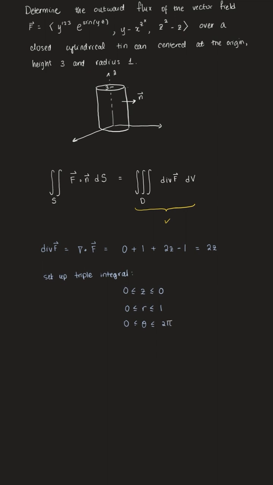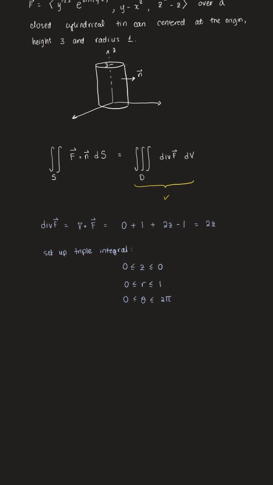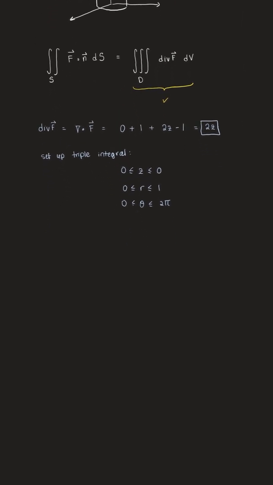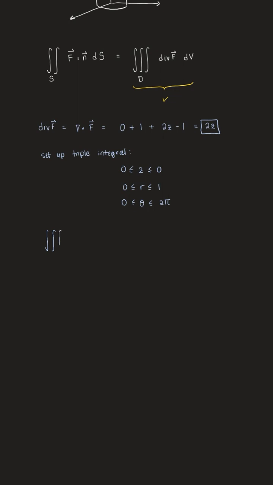And the last thing that we need to do is think about whether we need to convert our integrand into cylindrical coordinates, but since it's in terms of z, it's already in terms of cylindrical coordinates. So we're going to set up our triple integral, and we've got that the outward flux will be the triple integral over our solid, our cylinder, of 2z dV.